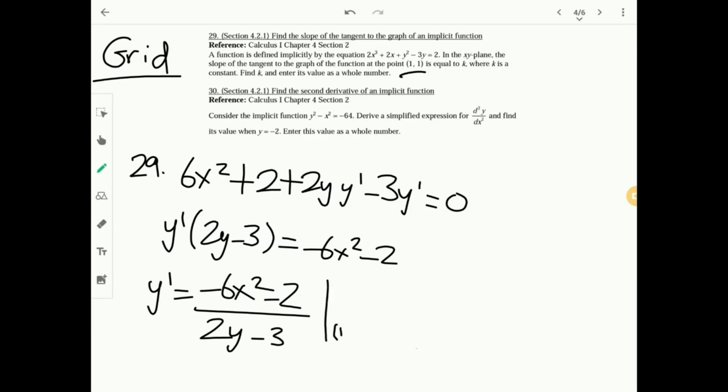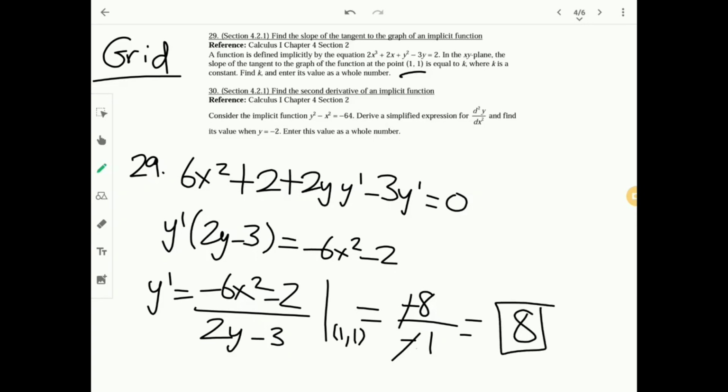Now they want it at (1, 1). So we do it at (1, 1), and we get minus 8 over 2 minus 3, which is minus 1. Cancels. The answer is 8. That's the slope, and that's what they wanted. So 29 is very simple. 30 is a little more challenging, so we'll do 30 now.